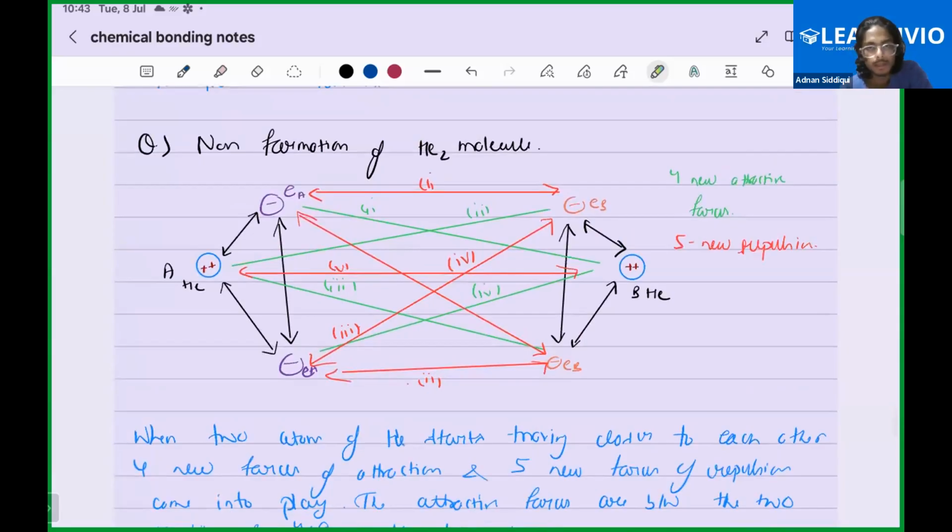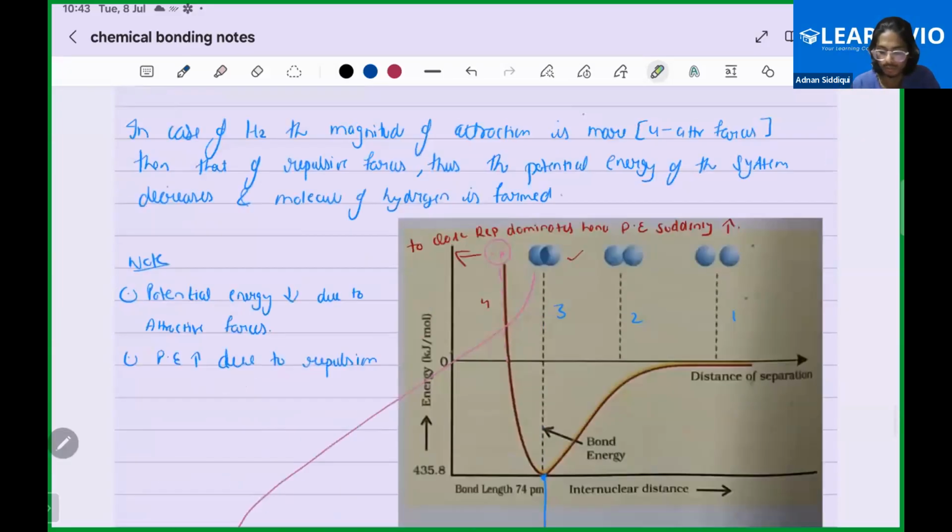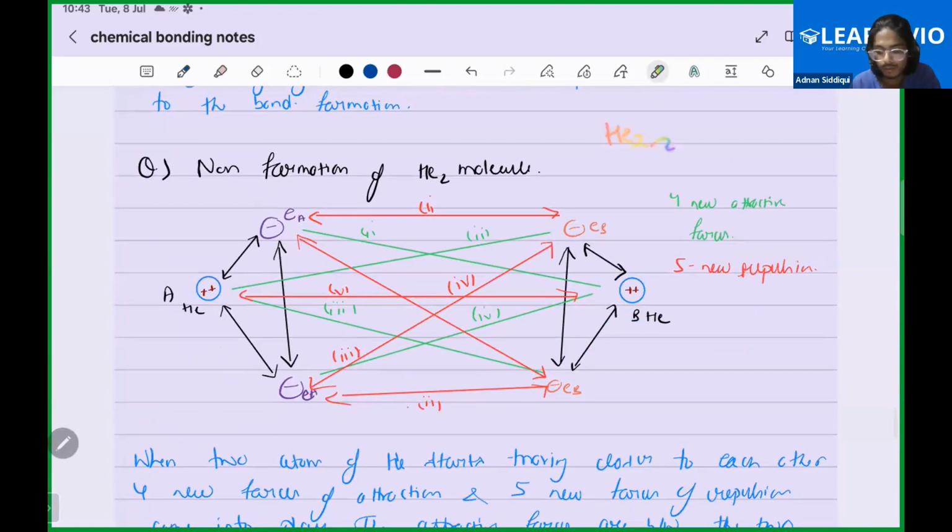Again, a question from this topic is why the He2 molecule is not forming. They will ask you, H2 molecule is forming, but why not He2? Because there's already an octet. Yes, but you have to explain it in terms of VBT. VBT says a bond will form only when attractive forces are dominating. In He2, when two helium atoms are approaching each other, instead of attractive forces, repulsive forces are dominating. If repulsive forces are dominating, then the bond is not likely to be formed.